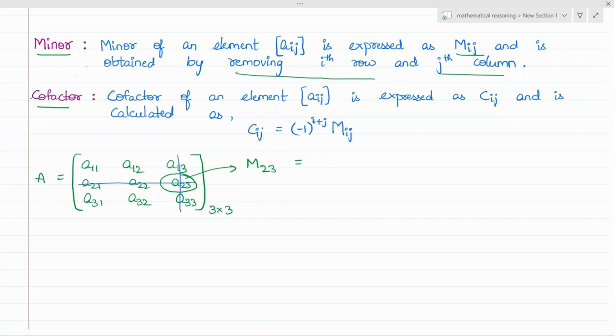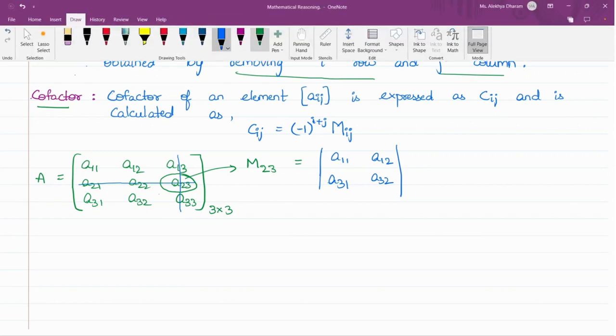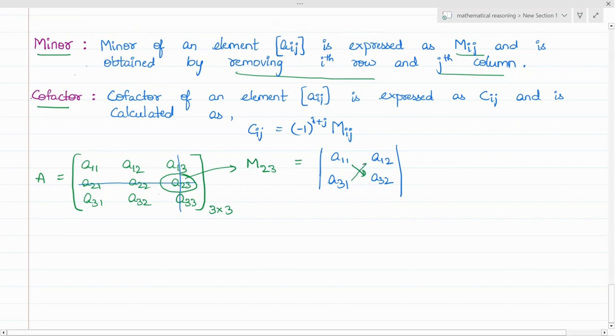So after removing these, what are the elements which are left? We write in the form of det, that is the determinant of A11, A12, A31 and A32. So these are the elements left and the minor is obtained by calculating its determinant. How to calculate its determinant? By doing the cross multiplication, right? That is A11 A32 minus A12 A31. So this is how we calculate the minor.